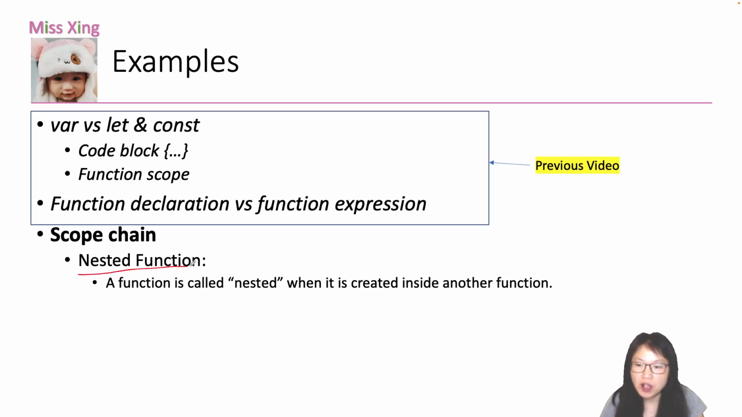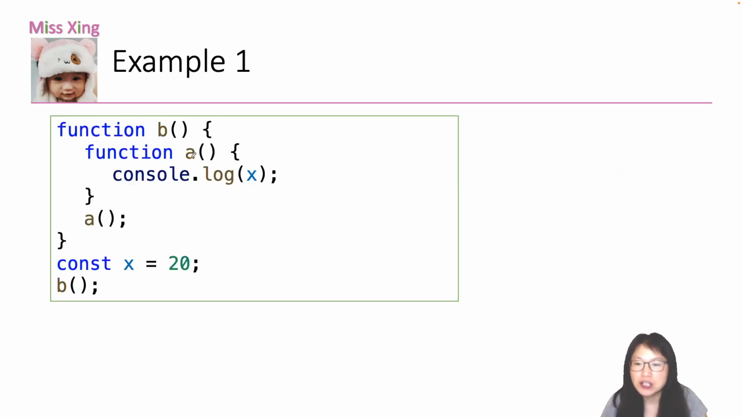Nested function. What is a nested function? A nested function is a function created inside another function. Now let me show you an example. Here I have function A. This function A is created inside function B. So we call function A a nested function.